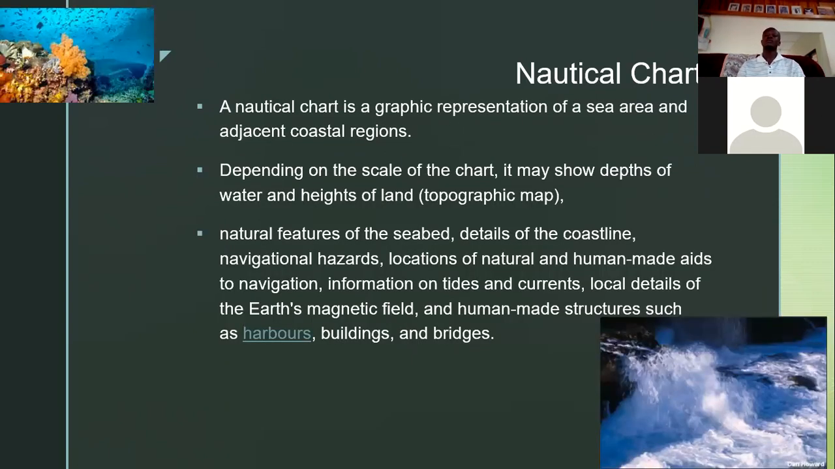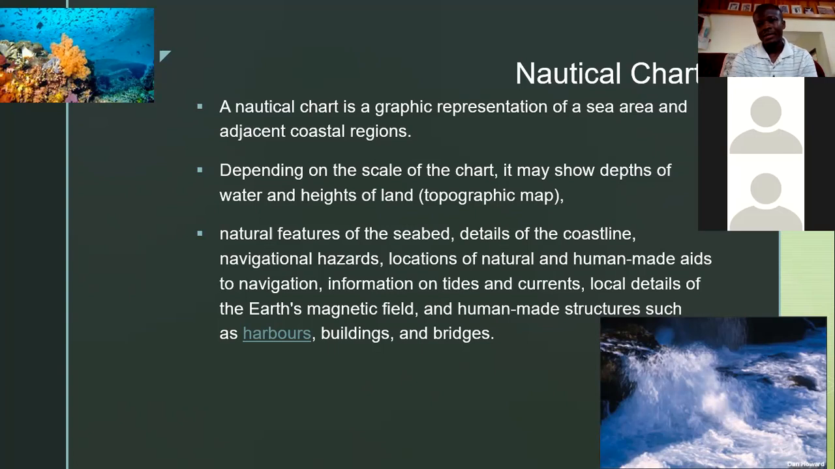Our chart itself is a graphic representation of the sea area and adjacent coastal regions. It shows the depths of water and heights of land. It's just like working with a topographic map for road design, for example. You normally have some kind of information on how deep the ocean is.